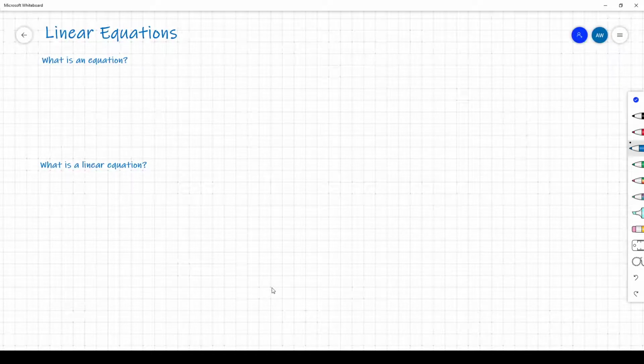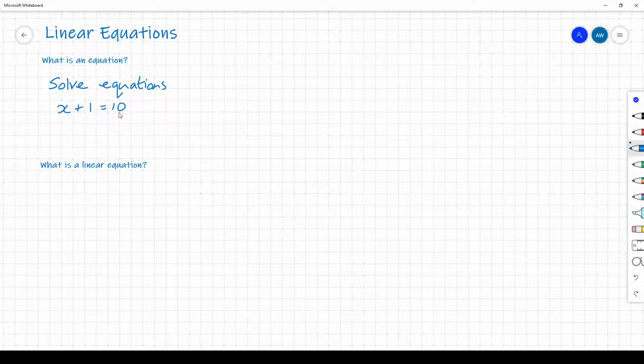Okay, this video is about linear equations, and the first thing we're going to look at is to ask the question, what is an equation? Well, an equation is something that we can solve. Okay, we solve equations, and that means finding out the value of a letter in something like this. So I'm going to give you a really simple example.